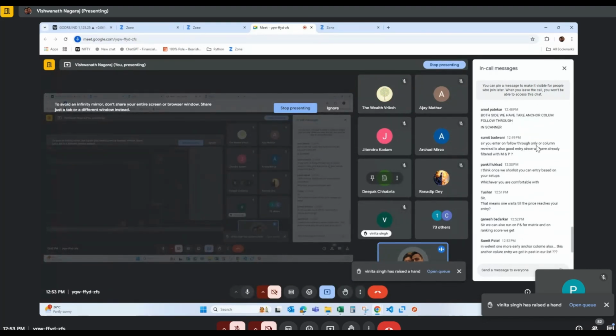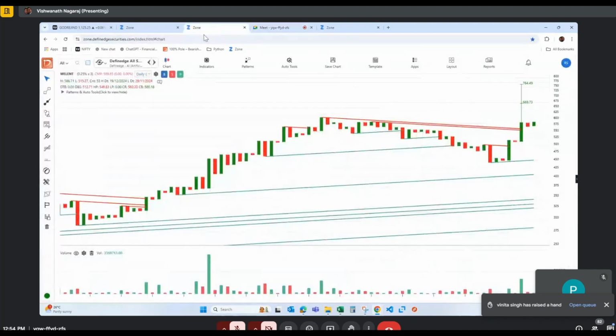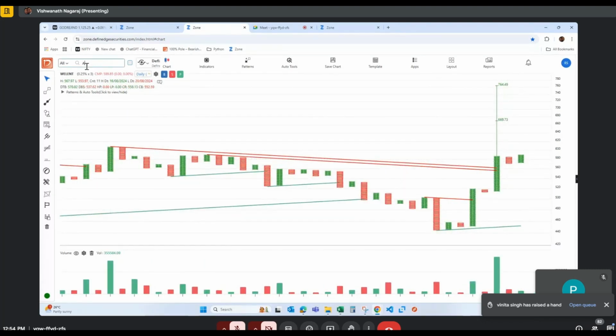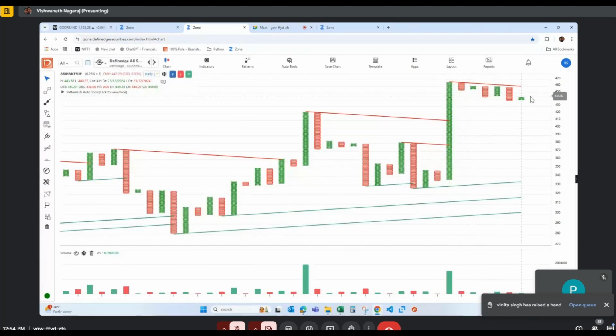Sir, do you enter on follow through only, or is column reversal also a good entry, since we already have filtered with MNP? This is actually, Sumit, a very interesting one. Now I have asked Definage how they are able to so accurately give me this, right? Fantastic question, Sumit. I'll show you this in this example itself. This is a direct anchor column follow through. Now if you look at this, see, this is an ABC. Okay, both are coming in one scanner.